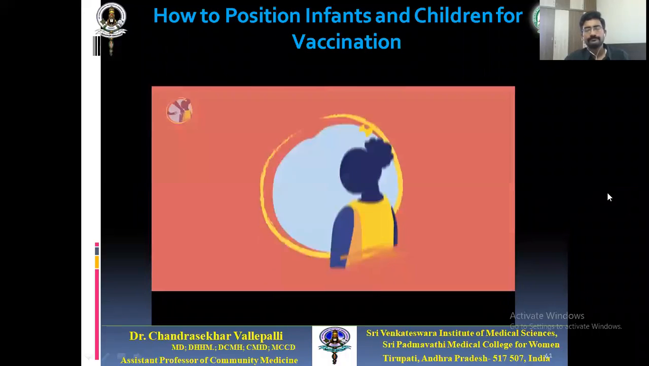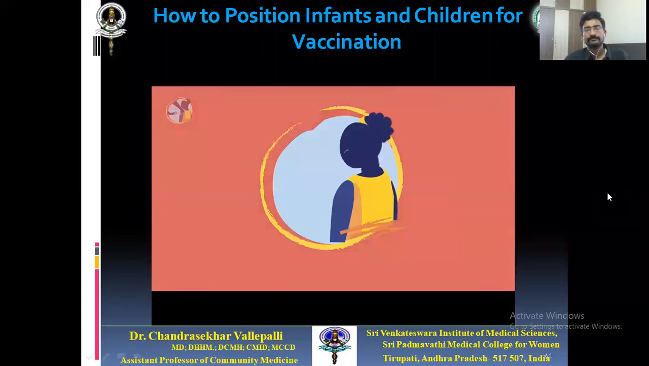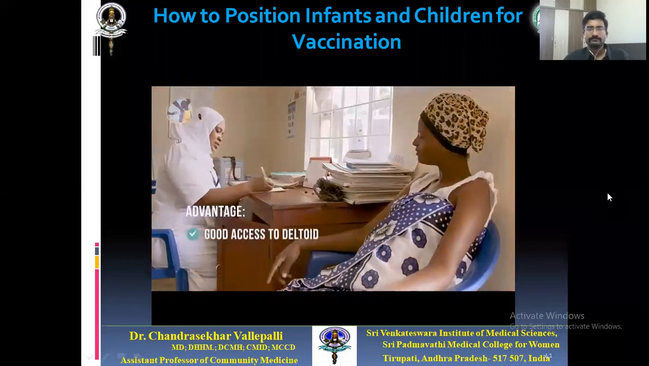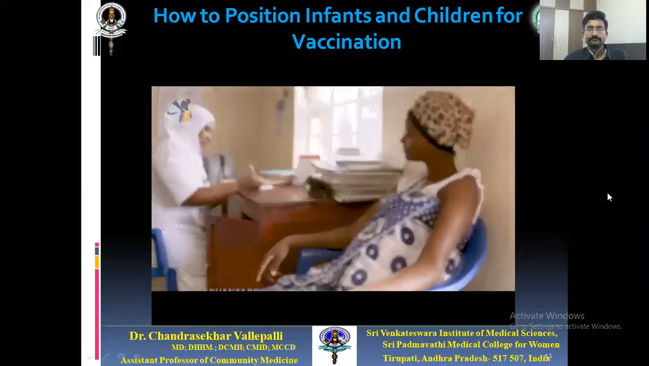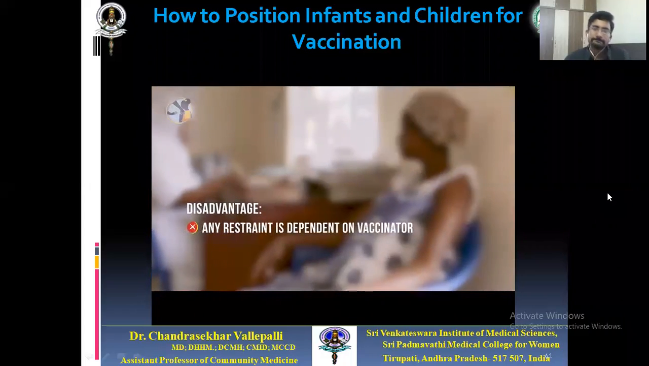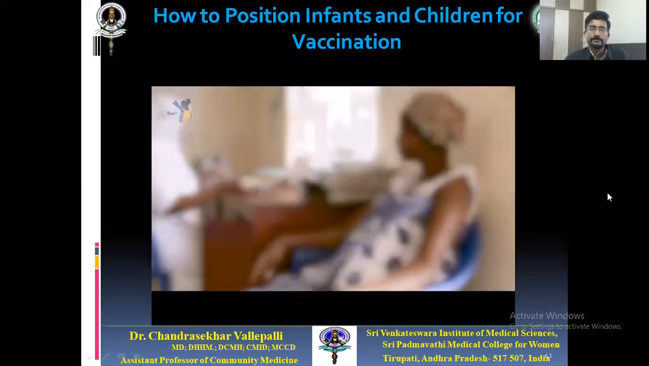For adolescents and adults, use the independent position. In this position, they can be vaccinated in the upper arm while sitting upright. The advantage is that you have good access to the deltoid. The disadvantage is that any restraint depends on you as the vaccinator.